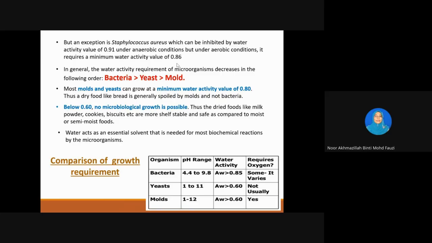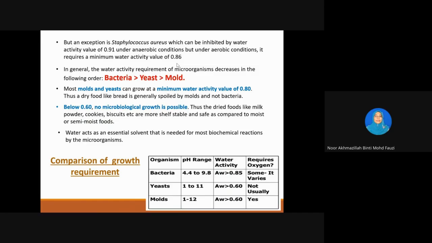semi-moist foods. Water acts as an essential solvent that is needed for most biochemical reactions by the microorganisms. So we need to remember that water is a very important thing for microorganisms for the biochemical reactions, and that causes the spoilage of those types of foods.